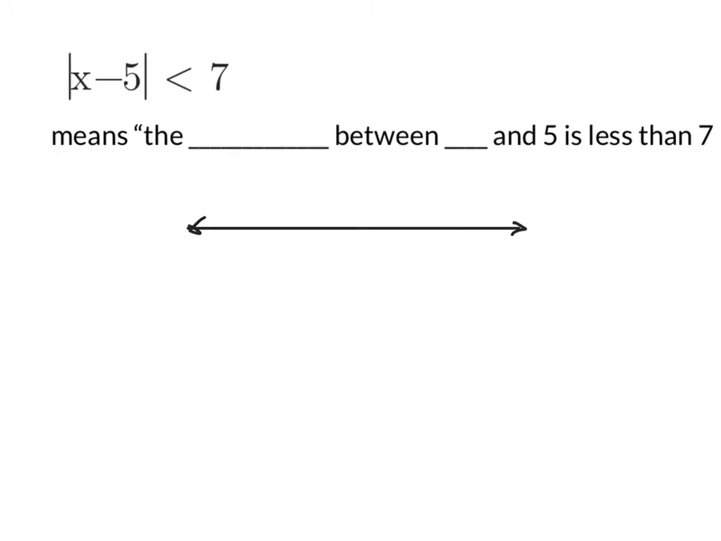All right, let me show you how to solve some absolute value inequalities. Now, we've looked at absolute value in a couple of different ways. The first way is by looking at absolute value as a distance. So when we have absolute value of x minus 5 is less than 7, that means the distance between x and 5 is less than 7. Right? So think about the first part, that distance between x and 5.